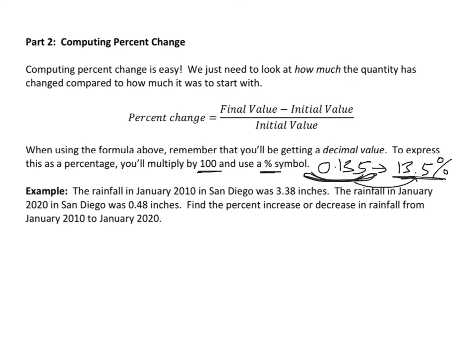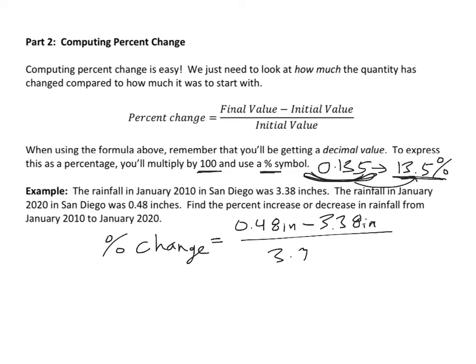Well, what we learned up above is that percent change can be found by taking the final value. Well, in the end, it was 0.48 inches, minus the initial value. We started with 3.38 inches, and then we divide by the initial value, 3.38 inches. And what I got here was negative 0.8579. So now we need to interpret this.